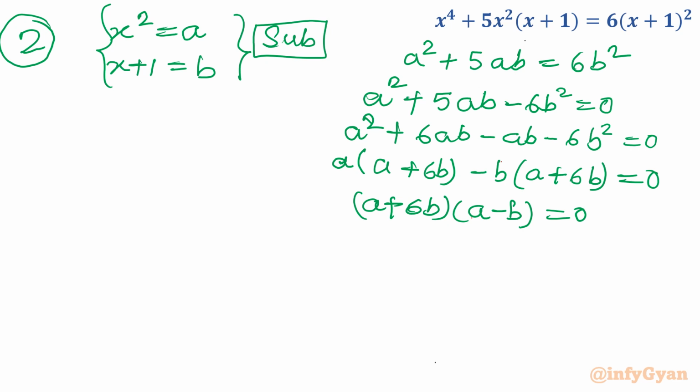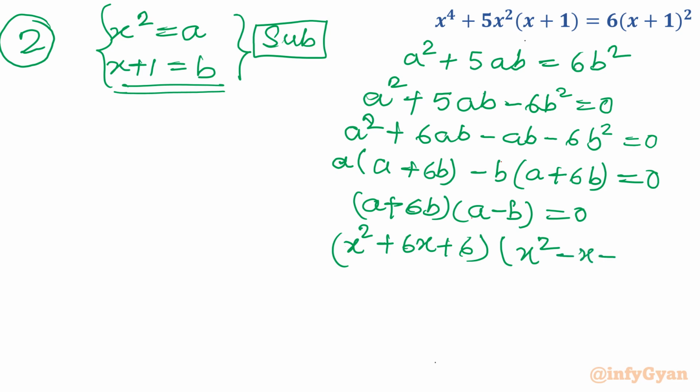All right. Now put back the values of a and b. Let me put the value of a. So I will write x square plus 6b, where b is x plus 1, so I will write 6x plus 6. Done. The same equation is forming. a minus b: I will write x square in place of a, and b is x plus 1, so with the minus sign. Both are the same, identical equations. So we will get the same results.